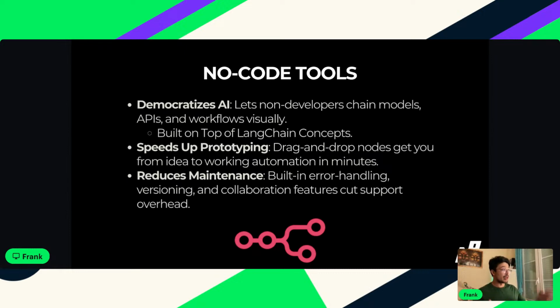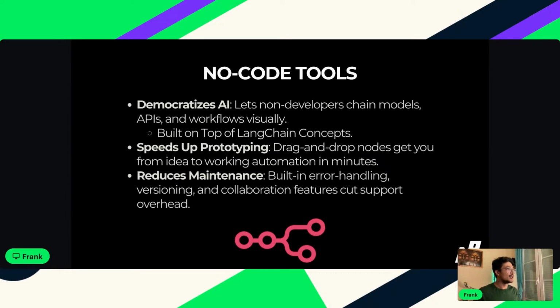The great thing about these no-code tools is that they're built on top of these LangChain concepts, which I love to explain. With these no-code tools, you have these drag and drop nodes, which are very easy and intuitive to use. And the big difference between no-code and code is that if you're using a no-code tool, it has built-in error handling, versioning, and all that, which you would usually have to handle manually with code, right? A lot of good benefits, especially the ability to quickly prototype an idea to life, right?